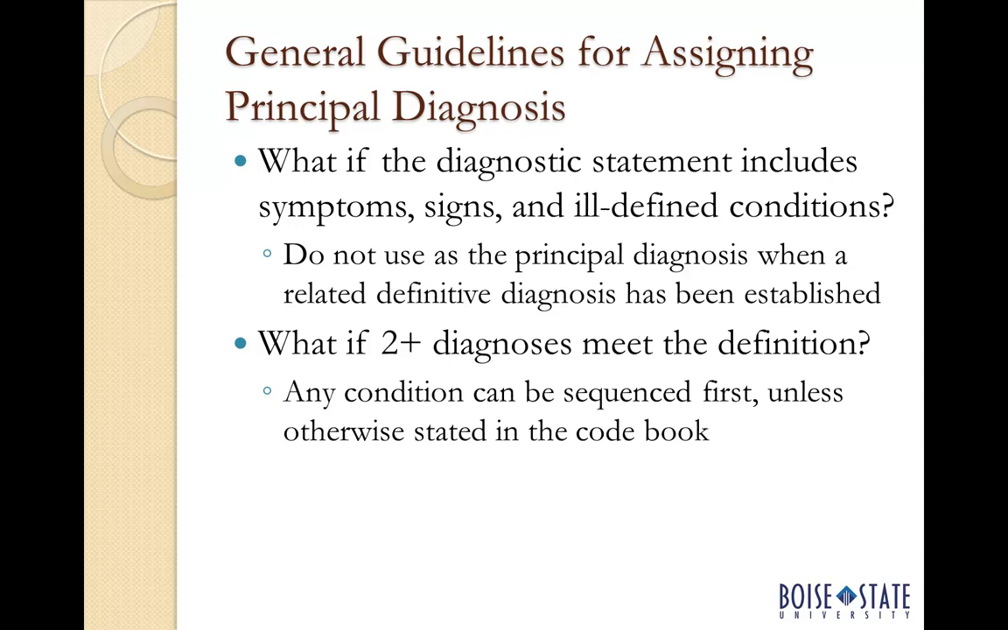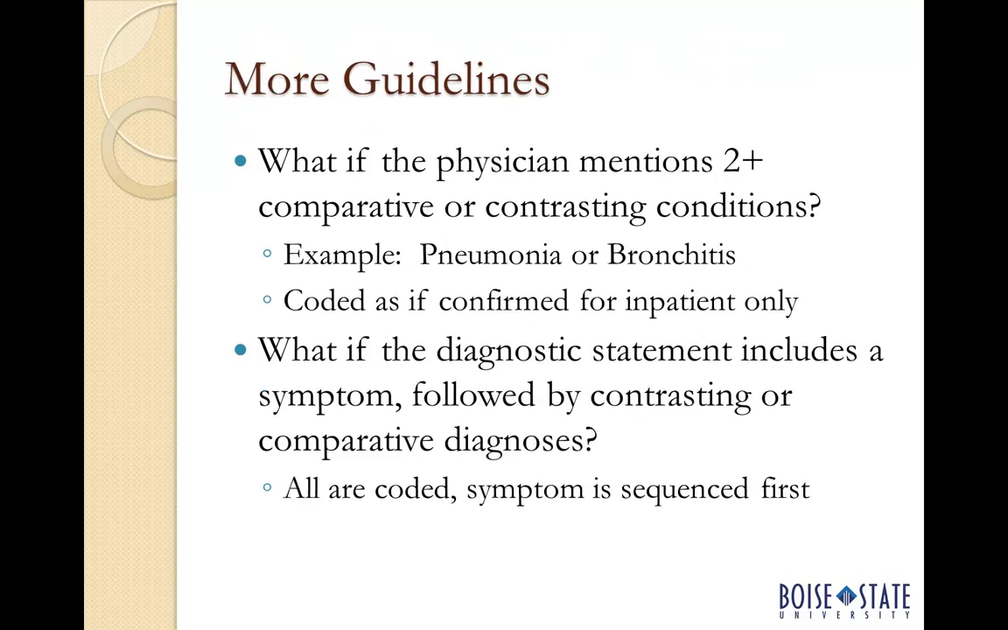So let's say maybe we have a patient that's in respiratory distress and has an exacerbation of COPD or something like that, and they're documented separately. If two diagnoses meet the definition, so both of them were really equally important in admission of the patient to the hospital for care, it doesn't matter which one's sequenced first, unless the codebook in some way indicates otherwise.